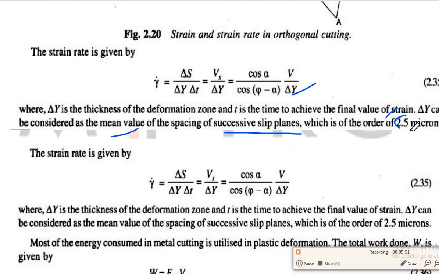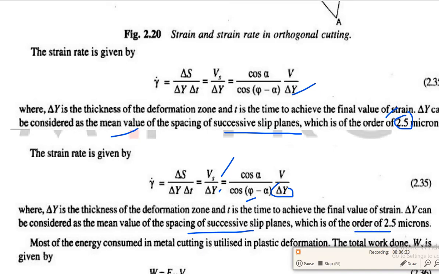2.5 micron. So from there we will get the strain rate, gamma dot, is equal to delta s by delta y into delta t. Here we can write the value of delta s is equal to Vs by delta y. Now putting in the values, we will get cos alpha by cos(phi minus alpha) into V by delta y, where delta y is the thickness of the deformation zone and t is the time to achieve the final value of strain. Delta y can be considered as the mean value of the spacing of successive slip planes, which is of the order of 2.5 microns.